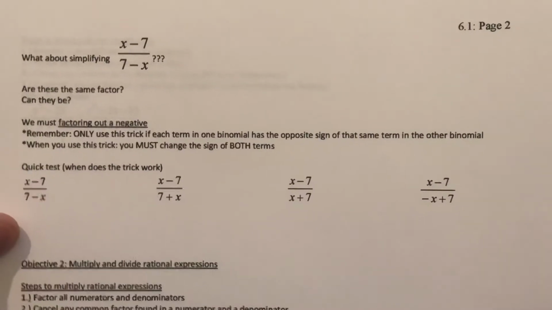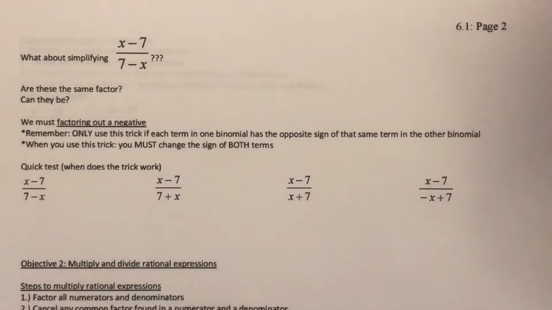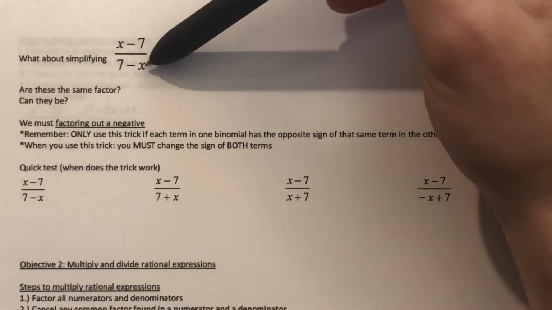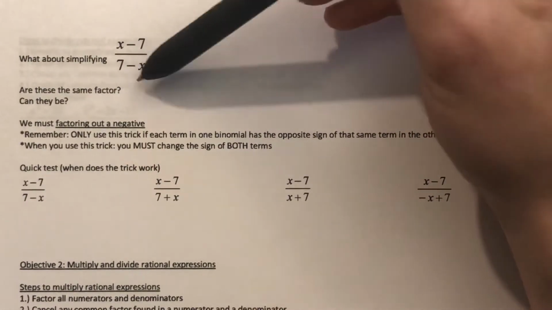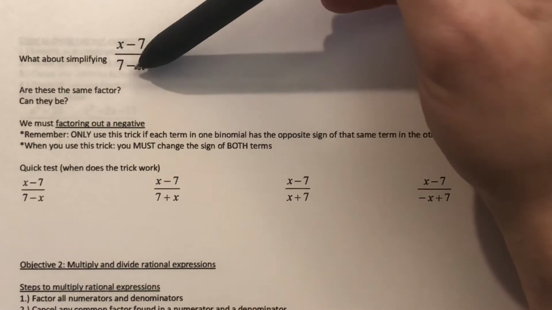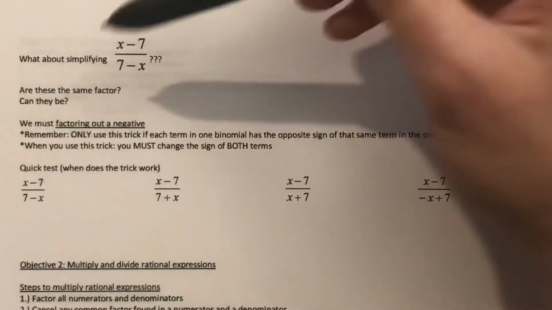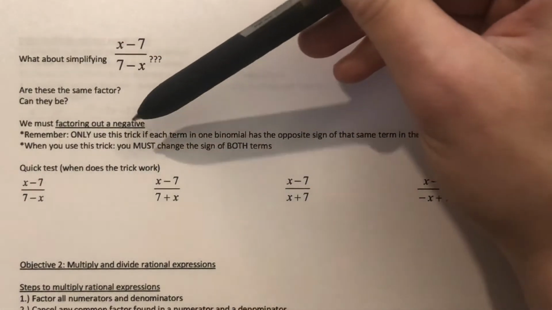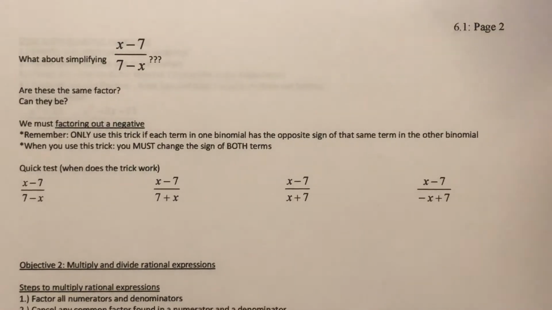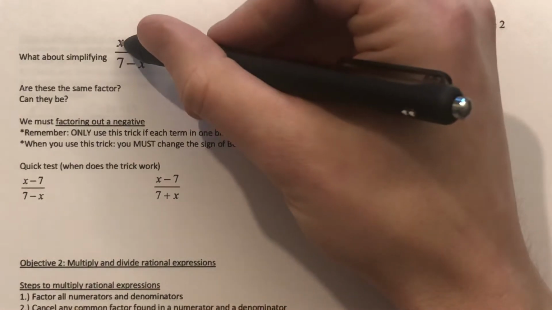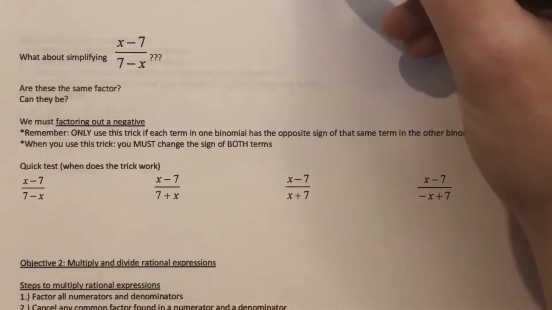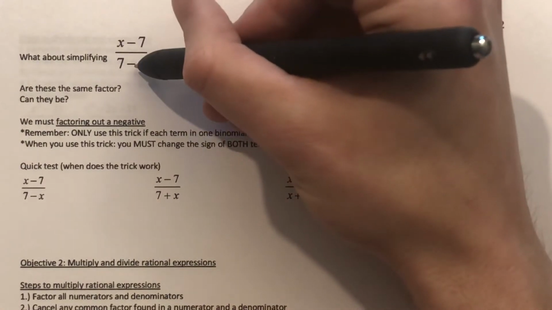Okay, now, a little bit of a trick here to notice when something might reduce, or is reducible, and it might not look like it. Here's x minus 7 over 7 minus x. Now, the question of, are they the same factor? No, they are not, right? One is a positive x, one is a negative x. Those are not matching. The question of can they be is this little bit of what I call the negative trick in these factoring type problems. If we notice that they have the same terms, but in both cases the opposite sign, meaning this is positive x and this is negative x.